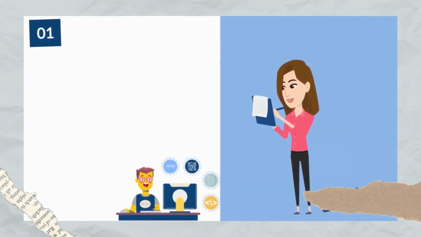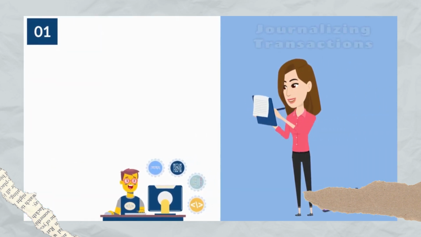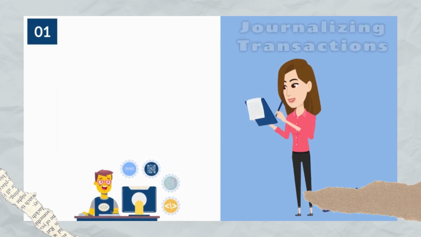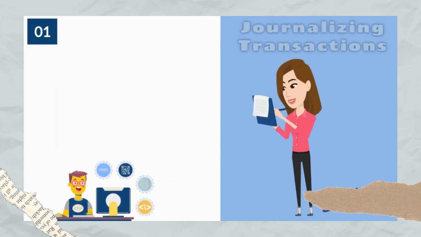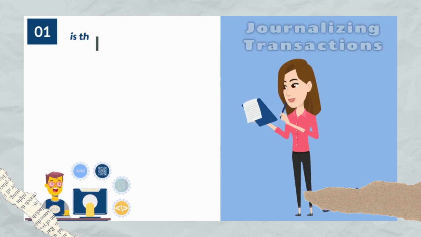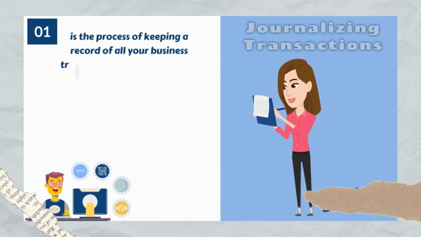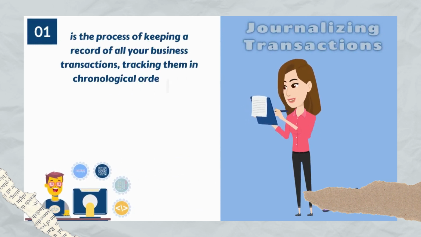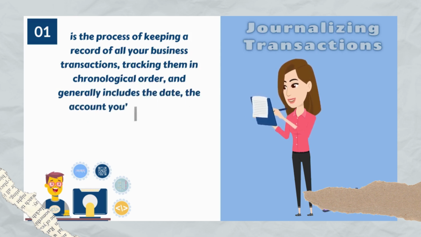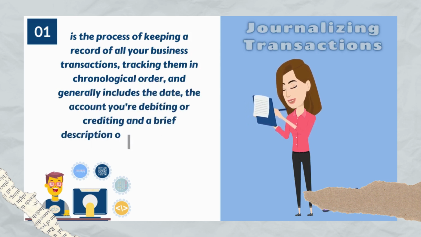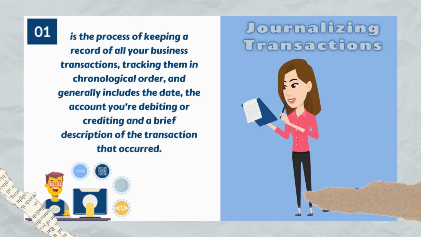The first step of the accounting cycle is journalizing transactions. Journalizing transactions serve as the building blocks for the financial records. It is a process of keeping a record of all the business transactions, tracking them in chronological order, and generally includes a date, the account you're debiting or crediting, and a brief description of the transaction that occurred.